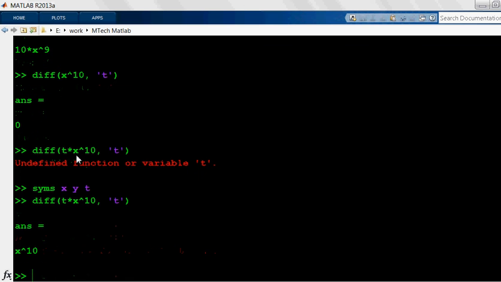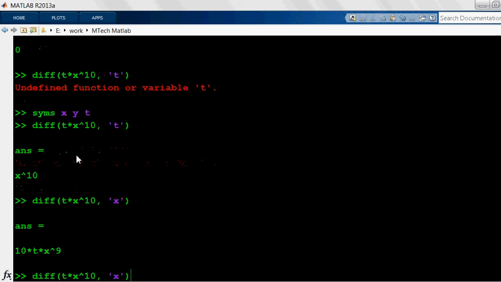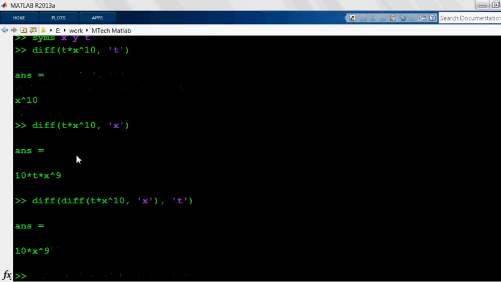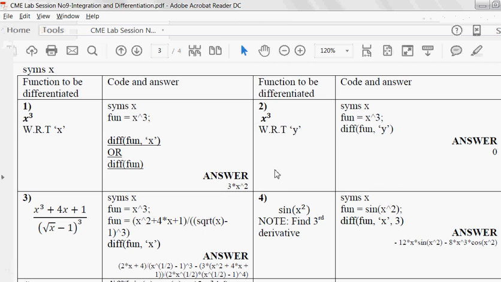Okay, now I'm going to do this x squared, right? This is one thing, and I can also do this with respect to x. I can do the double differentiation, once with respect to x and the next time with respect to t. Okay, I'm going to get 10x power 9, obviously, right? That is one thing, and we'll go to the next examples.